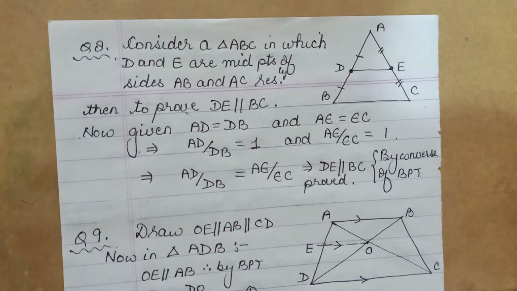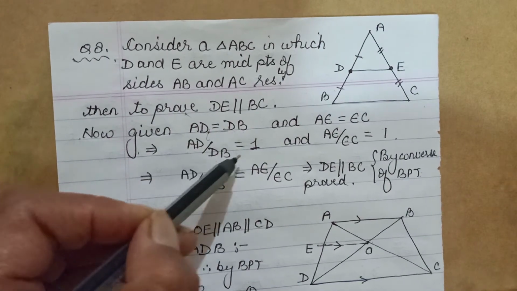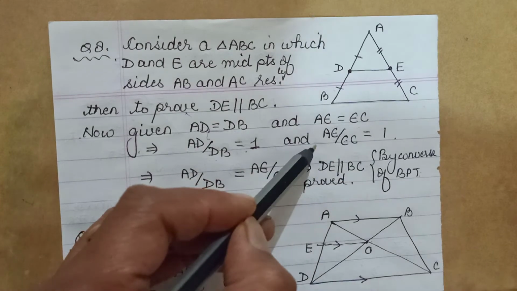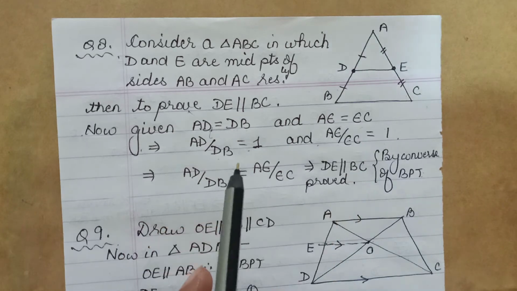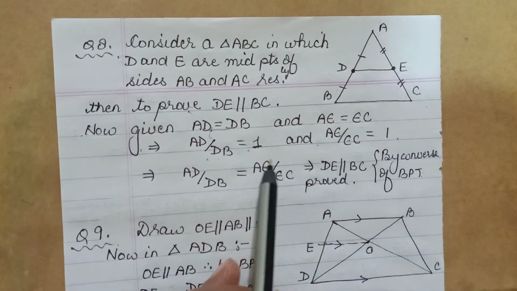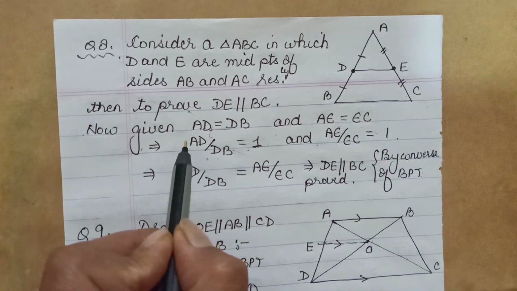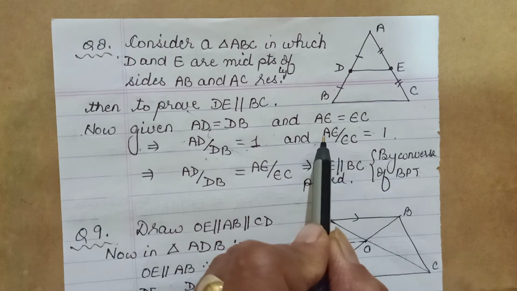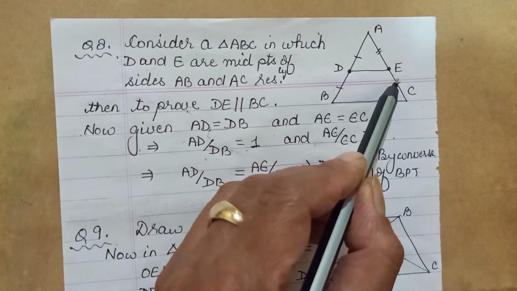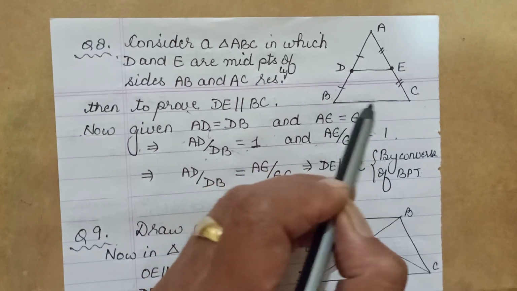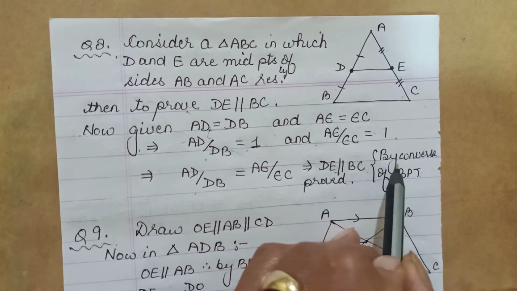I have marked it in the figure as well, right? Same way, dividing by DB or taking DB to the other side of the equation, AD upon DB will become 1. And here also taking EC to the other side, AE upon EC will become 1. This ratio is 1, this ratio is also 1, meaning both the ratios are equal. So using this we can equate and we'll get AD upon DB is equal to AE upon EC. And once you get the corresponding sides in proportion, that concludes by the converse that these are parallel. So once you write this, you can say now DE will be parallel to BC. That happens by the converse of BPT.